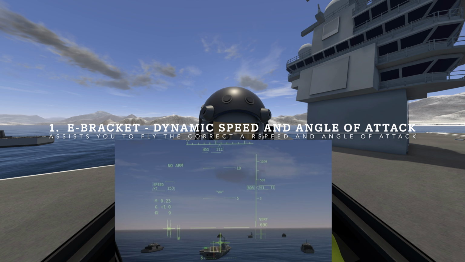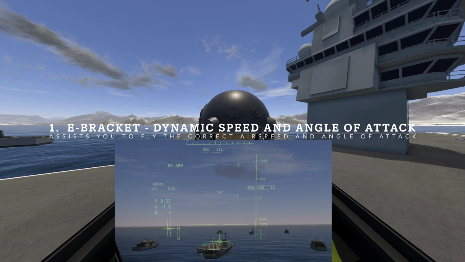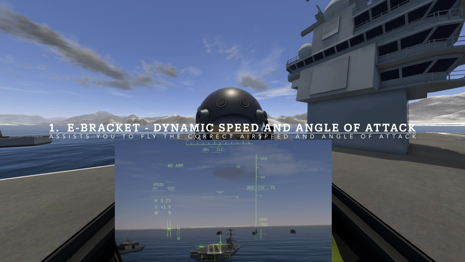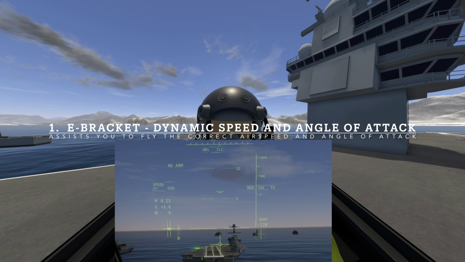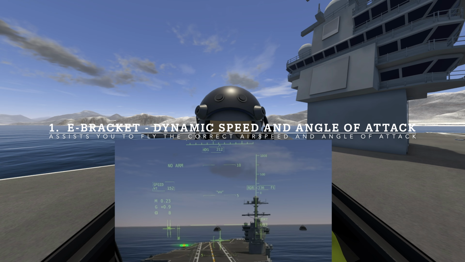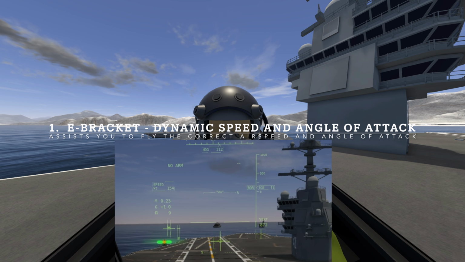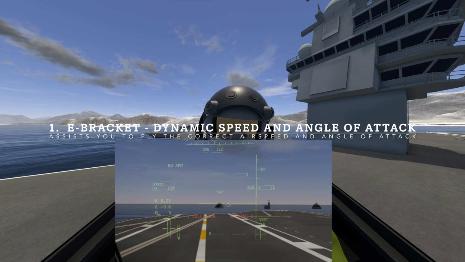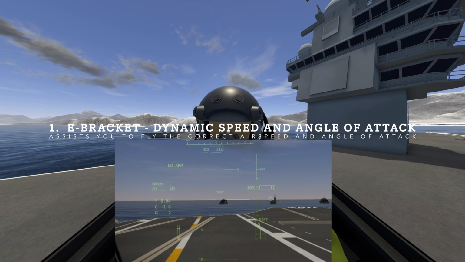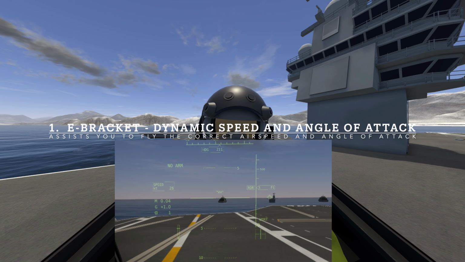landing. With the E-bracket, you do not need to plan for a target airspeed, just keep the E-bracket centered on the nose indicator. This will be your optimal airspeed. The E-bracket automatically adjusts for weight, flaps, and other factors, resulting in the correct 8-degree angle of attack and the optimal airspeed to avoid a stall or excessive speed. We will show some live examples for your reference.